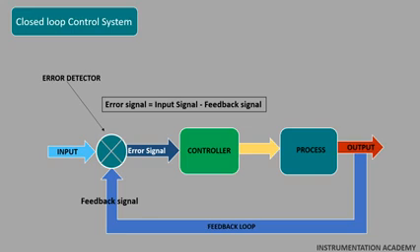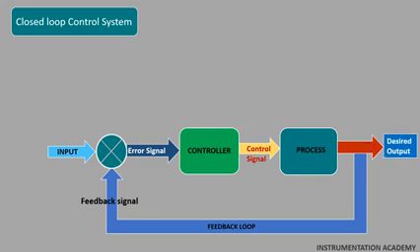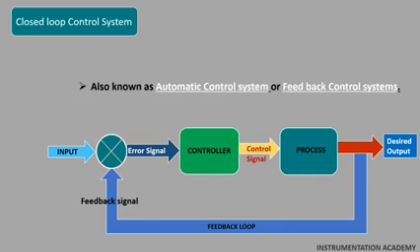Instead of direct input, this error signal from the error detector is applied as input to the controller. Now the controller produces the control signal which controls the process. By this way, the output of the control system is adjusted automatically till we get the desired output. Hence, closed-loop control systems are also called automatic control systems or feedback control systems.